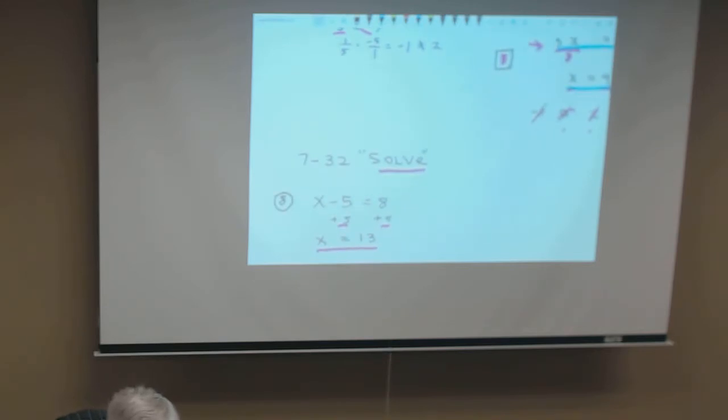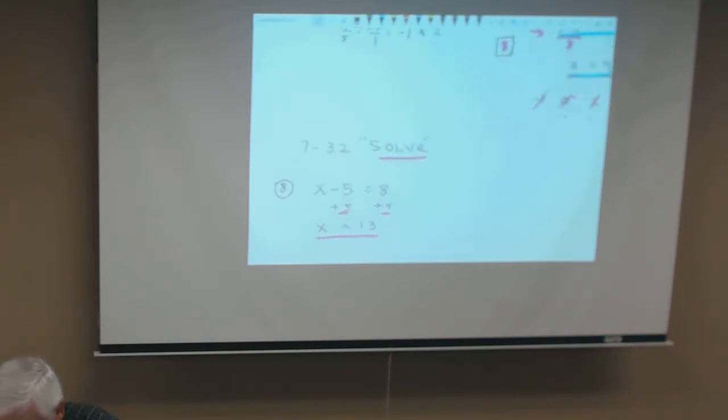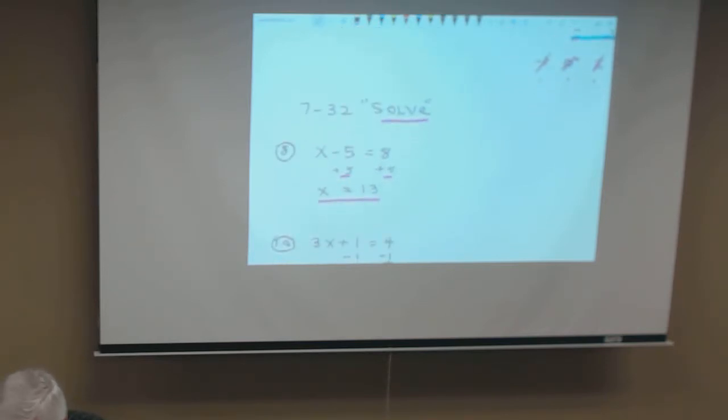7 through 32 says solve. What does it mean to solve? Well, number 8 says x minus 5 equals 8. So what they're saying is, what number minus 5 would equal 8? And the answer is what? 10 minus 5 is 5. 20 minus 5 is 15. So it's somewhere between 10 and 20.